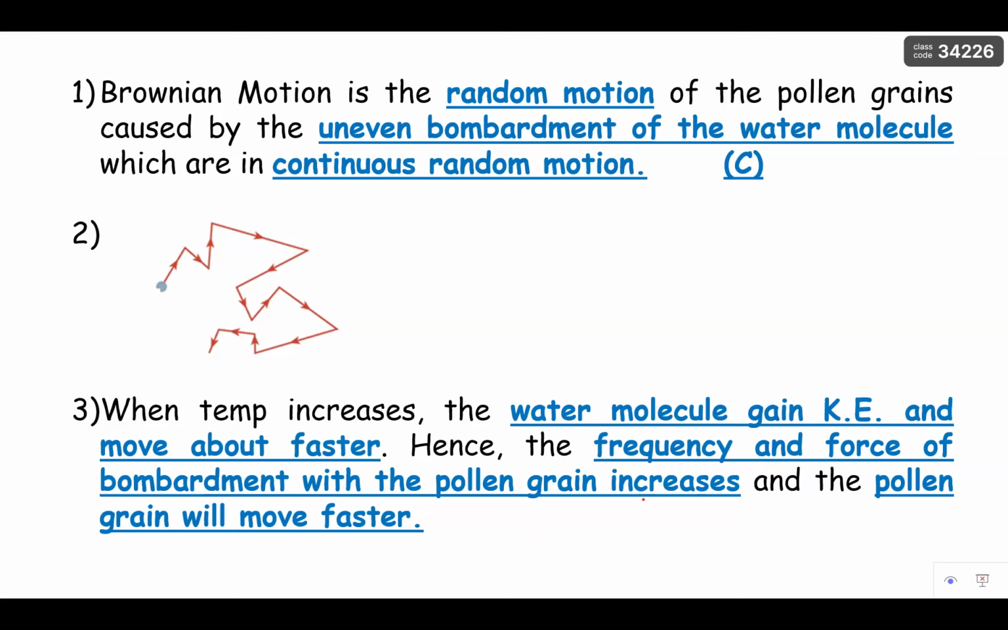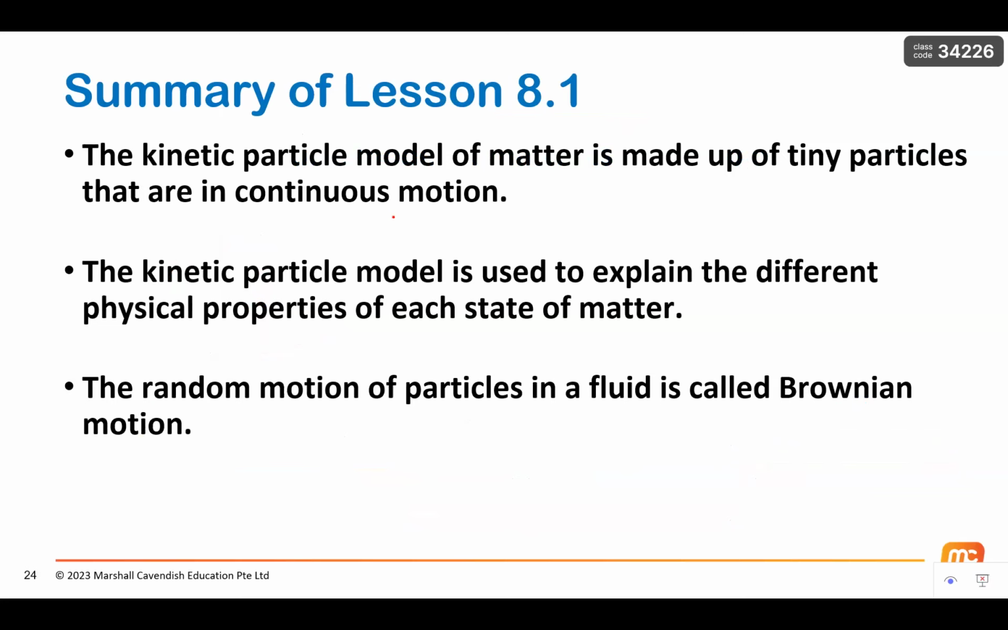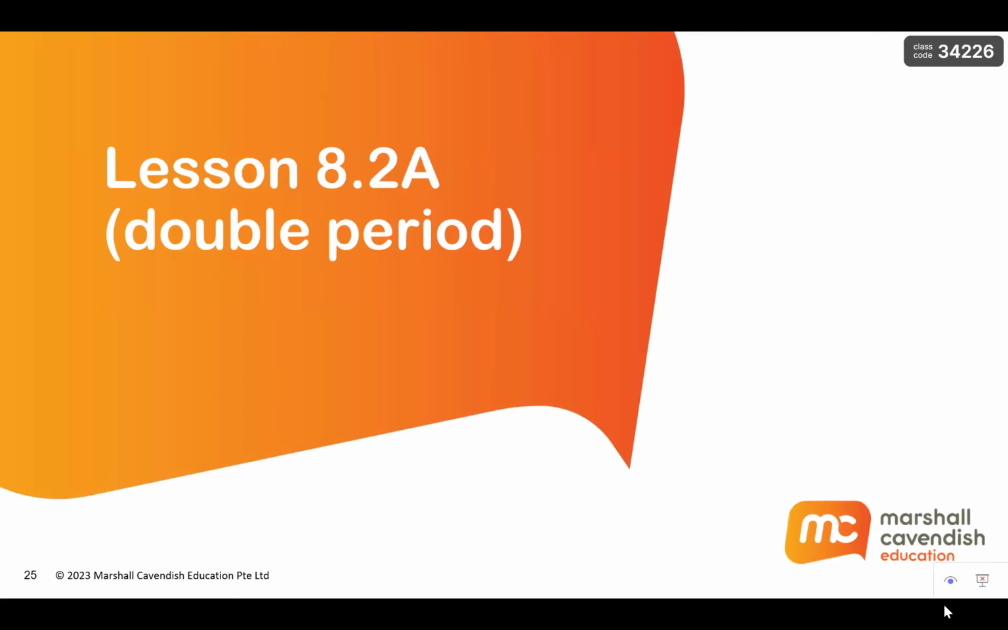Okay, so summary of part 1. Kinetic model of matter states that everything, solid, liquid, gas, are all made out of tiny particles that are in continuous random motion. And then the forces of attraction is mainly used to explain the different physical properties, whether it can be compressed, cannot be compressed, the type of movement that it has, etc. of your solid, liquid, gas. And the random movement of your smoke or pollen grains is called Brownian motion, and it is caused by the continuous random motion of your surrounding air or water particles. Okay, finish. That's all for part 1.